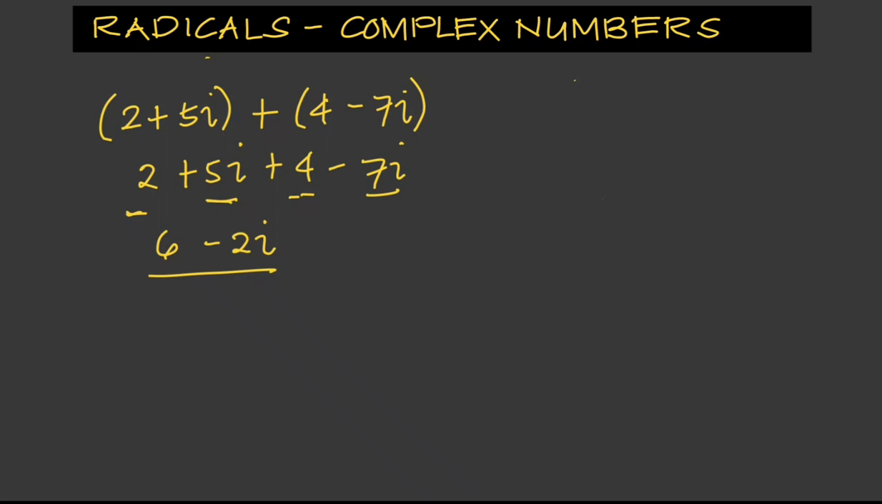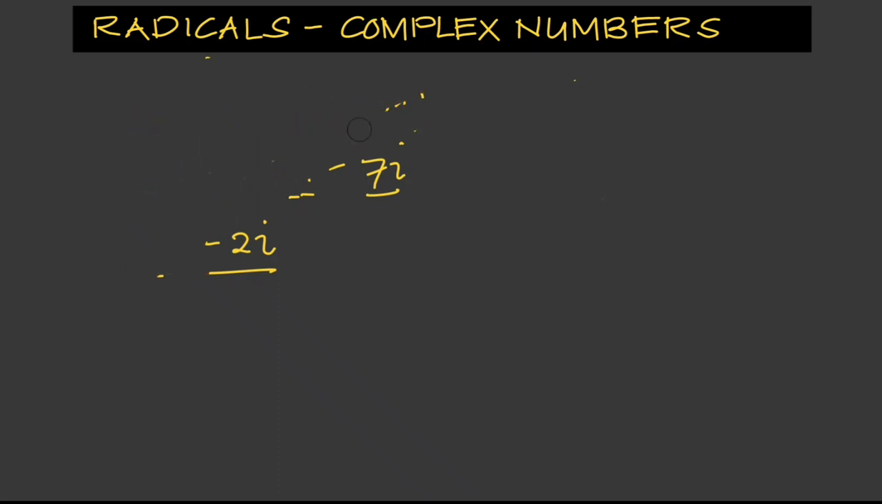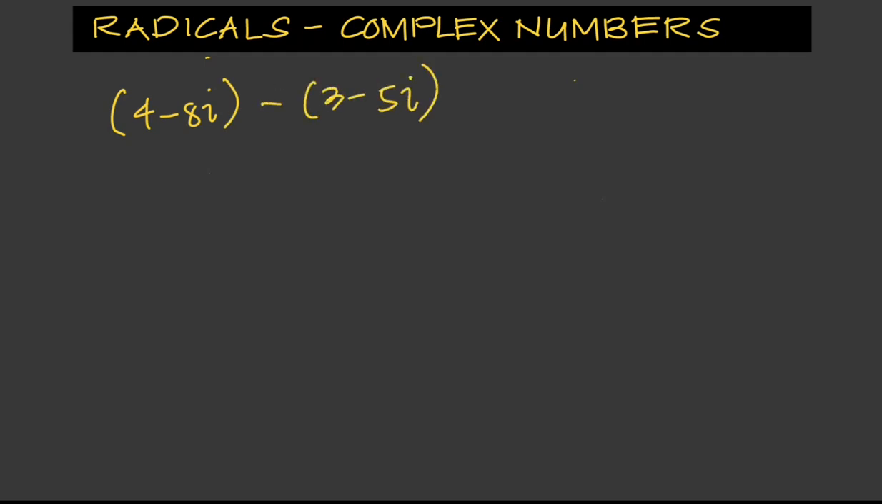For subtraction problems, the idea is the same. We just need to remember to first distribute the negative onto all the terms in the parentheses. Say, for example, we're given (4 - 8i) - (3 - 5i). In this case, we just have to distribute the negative, since our operator sign is minus. The negative here is just considered as negative 1.